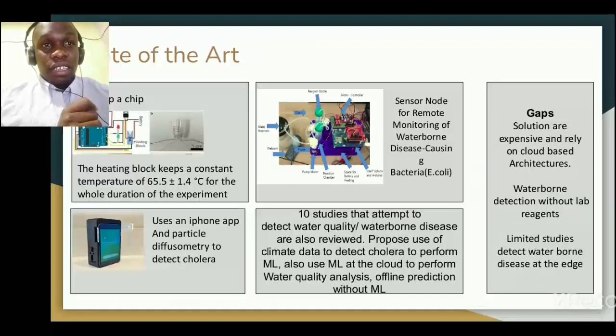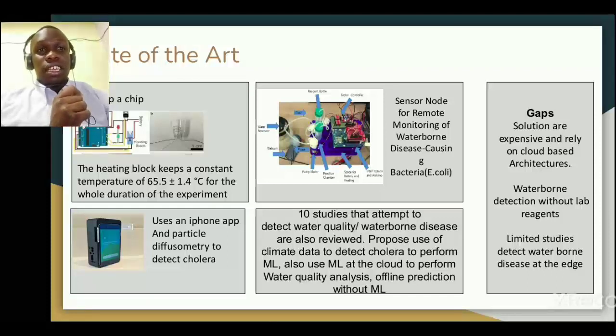On the state of the art, we notice that current methods try to miniaturize the lab setting. So we have lab on a chip. We also have sensor nodes that monitor disease-causing bacteria like E. coli. They require lab reagents that are expensive and constantly need to be refilled. Some situations even use an iPhone, which is not practical for the sub-Saharan setting. This is a device with high power consumption.